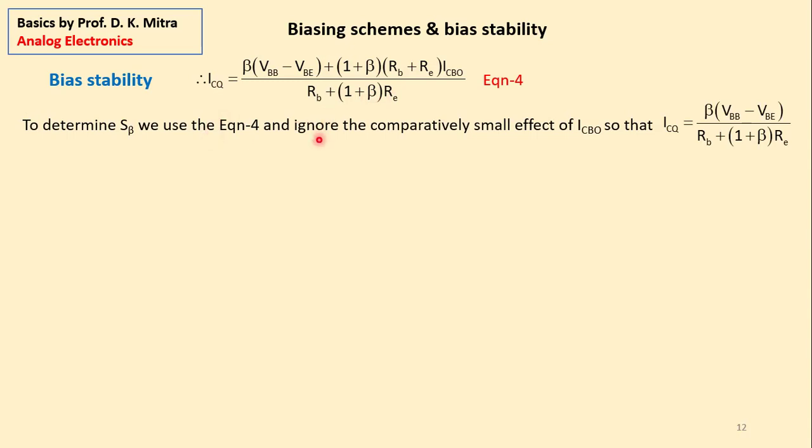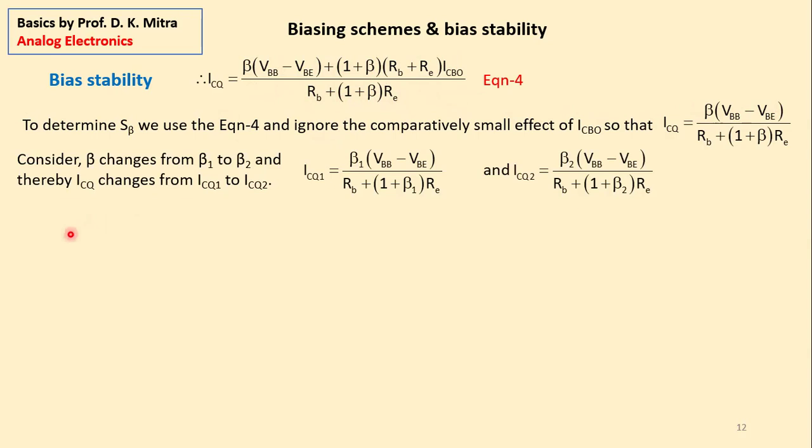From equation 4, what do we do? First, we ignore this ICBO. This is a very, very small current, right? So this approximation of equation 4 becomes ICQ equal to beta times (VBB minus VB) divided by (RB plus (1 plus beta) RE). It becomes simple.